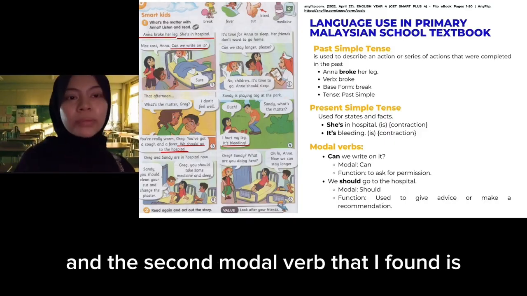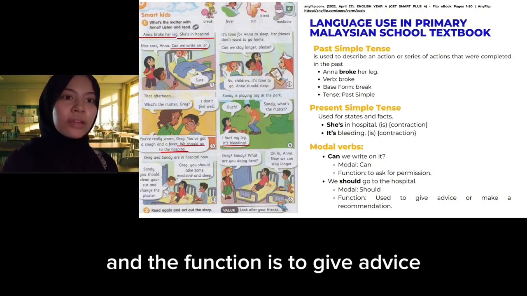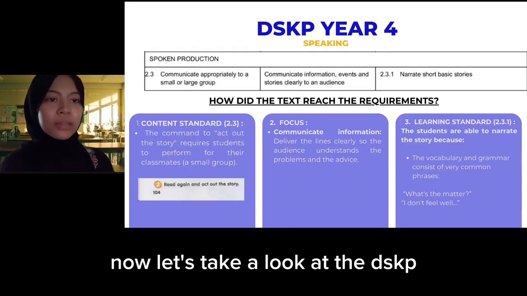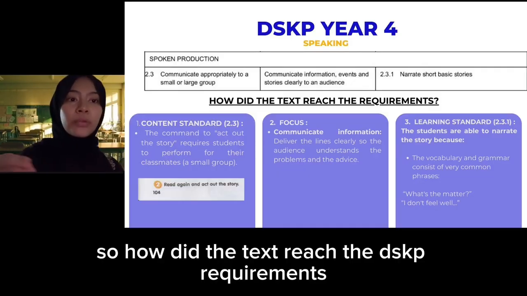And the second modal verb that I found is we should go to the hospital. So the modal is should, and the function is to give advice or make a recommendation. Now let's take a look at the DSKP. So how did the text reach the DSKP requirements?